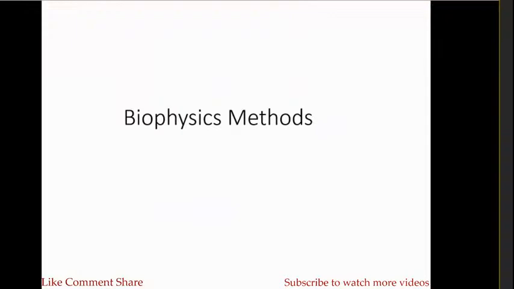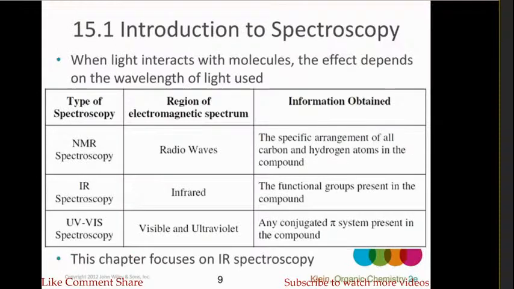Then we are entering into the biophysics concept. In biophysics, we have NMR spectroscopy, IR spectroscopy, and UV-visible spectroscopy. Why do we want these different methods? Based on the electromagnetic spectrum range, we vary the spectroscopic method. If the molecule is visible and can be absorbed by UV light, we use UV-visible. Otherwise, if it has specific IR wavelength, we understand the structure with IR spectroscopy, that's the FTIR spectroscopy method.